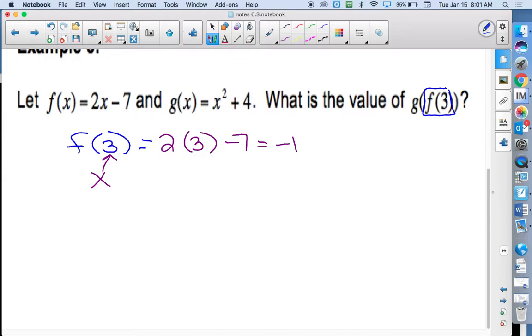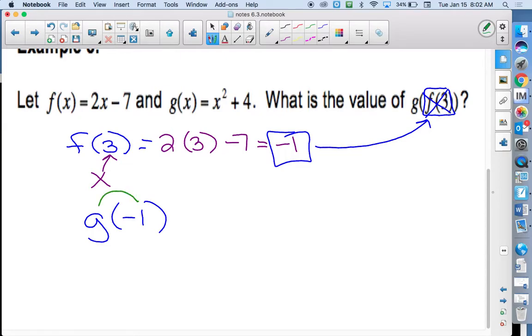Here's where the substitution part works. We're going to take this -1 and substitute it, because now I have an answer for f of 3. So I'm taking out f of 3 and replacing it with the number -1. We found an answer for f of 3, so we replace it with its answer. Now we're going to do the problem a second time, except this number goes in place of x, but now we're using the g function.